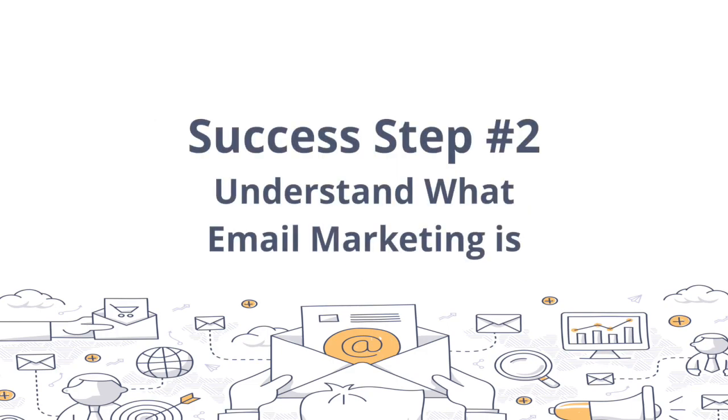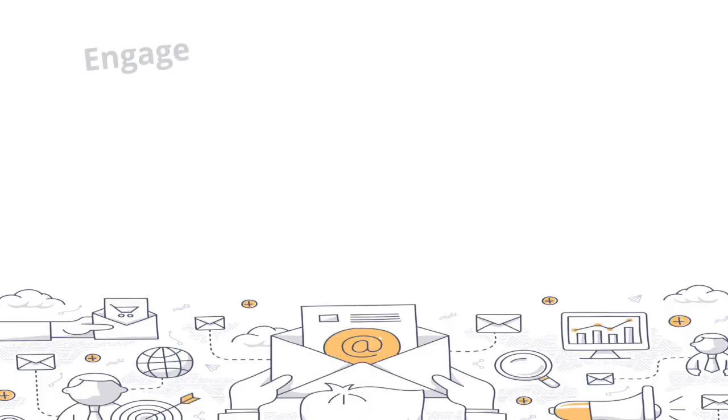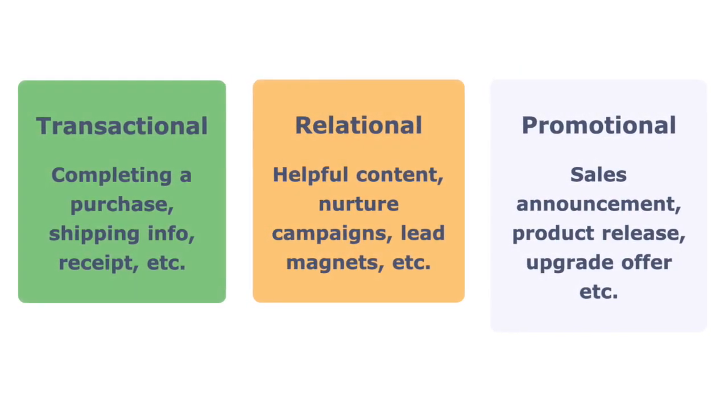Success step number 2. Understand what email marketing is, the purpose and goal of sending email. There are different purposes for sending email to your readers or potential customers: to engage, to generate traffic, to brand your company, sell, acquire, retain, refer, and reactivate. And there are 3 types of email that we send to do these things: transactional email, relational email, and promotional email. Knowing your purpose will help you align your email marketing strategy with your goals.